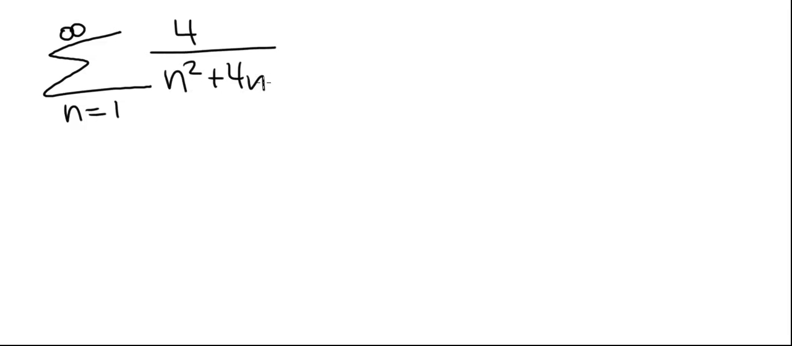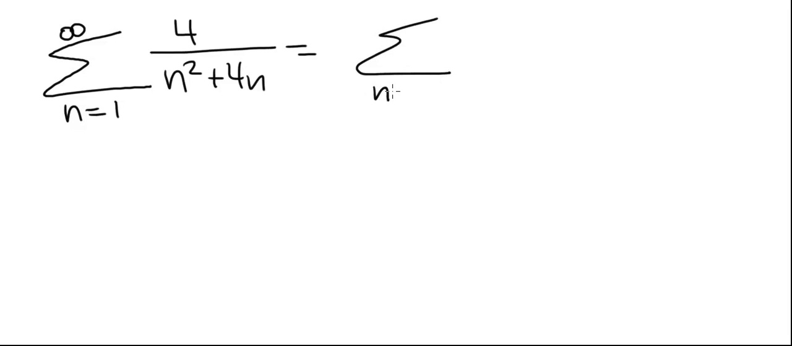Let's look at the series, the summation from 1 to infinity of 4 divided by n squared plus 4n. We want to know if this series converges or diverges, and if it converges, what does it converge to? This is an example of a telescoping series that we saw before.